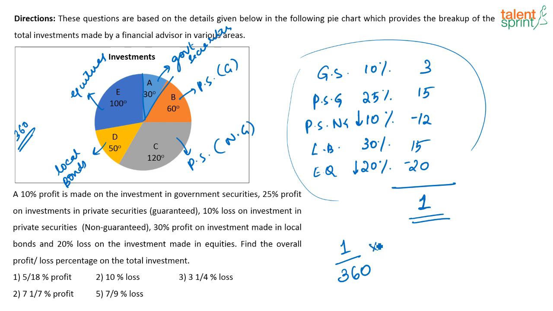Correct? So this is the percentage that I am looking for. Find the overall percentage of profit or loss for the total investment. So my net profit is 1 out of 360, or what is that? That is nothing but 10 by 36, which is equal to 5 by 18%. So my answer is 5 by 18% profit. The correct answer here will be option 1, 5 by 18% profit. Is it clear? Next one.